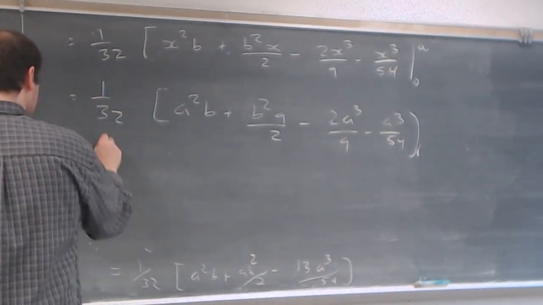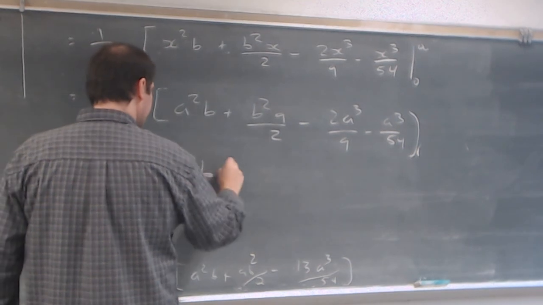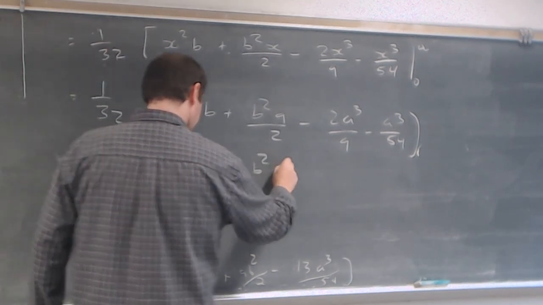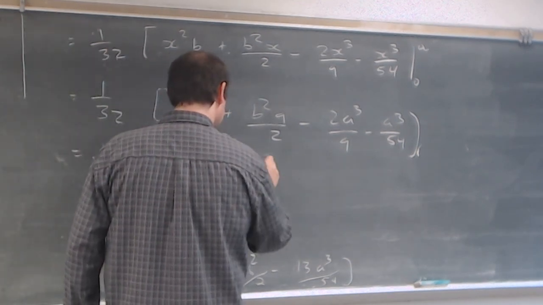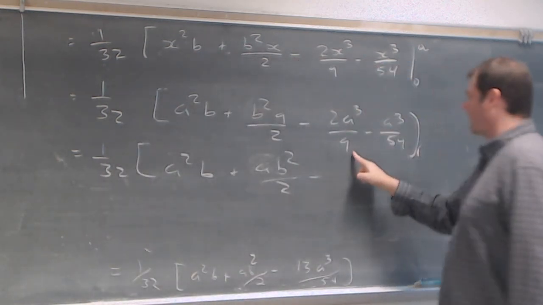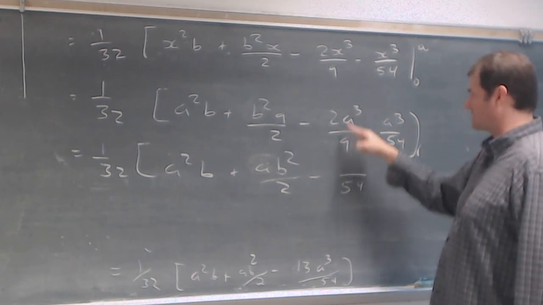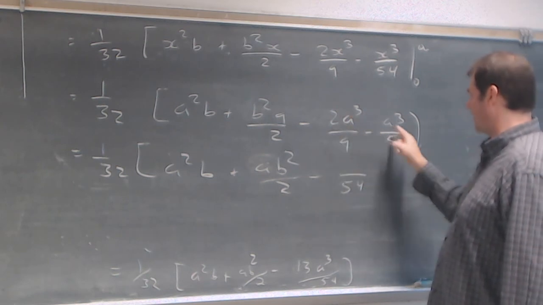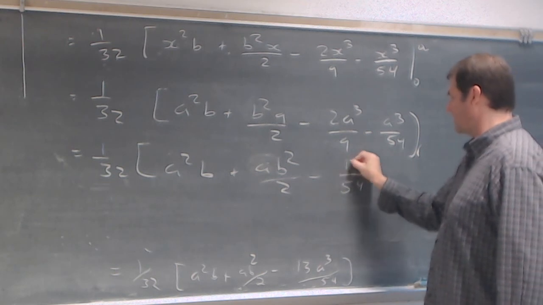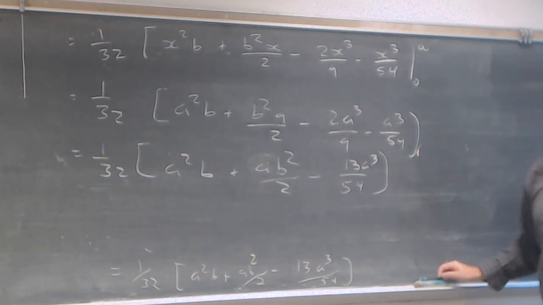Each term has an x. So that's 1 over 32 here. This is going to be a squared b plus b squared a, or ab squared, if you will, over 2. Here this is minus, in the common denominator, 54. Don't have to mess with this guy. But this guy, you have to multiply the top by 6. So this is minus 12 minus 1. It's minus 13a cubed. Okay. Ladies and gentlemen, those two answers are the same.